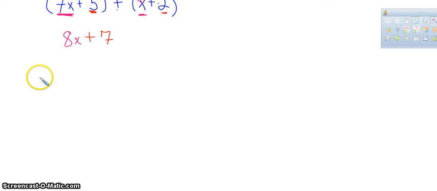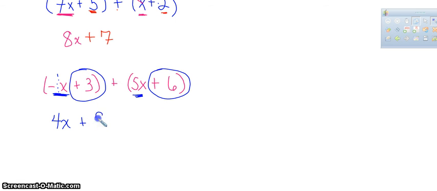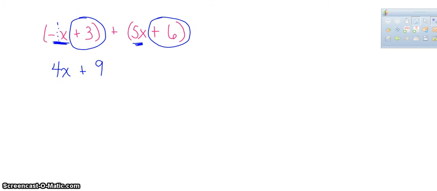Let's look at another one. What if I have negative x plus 3 plus 5x plus 6? Okay, so we have to add the ones together that are the same. So I have x here, or negative x there, and 5x. So when I add them together, remember this is like a 1. So that gives me 4x, because this one was negative, plus, if I add these two together, the numbers, that gives me 9, and that is my answer.